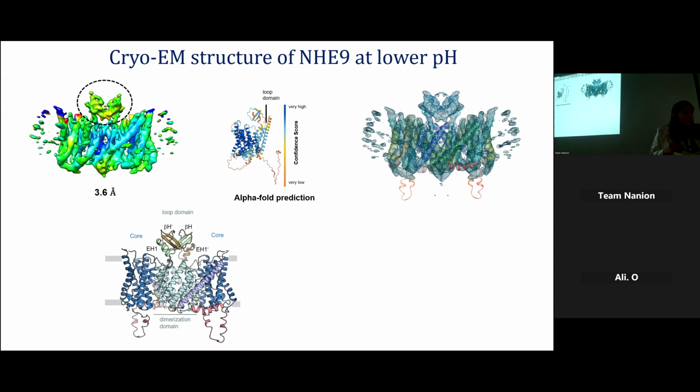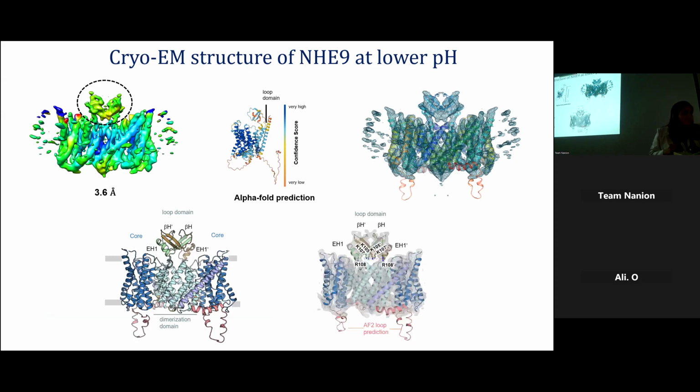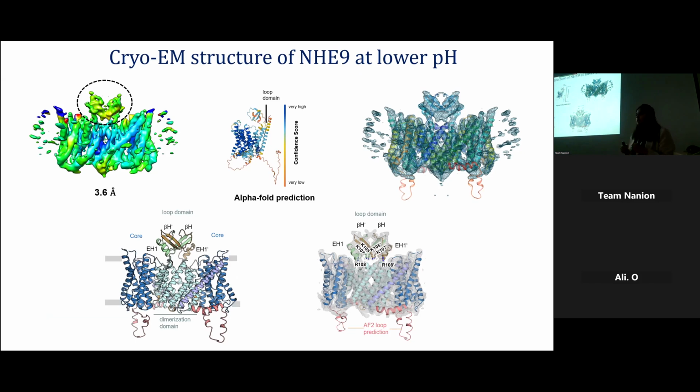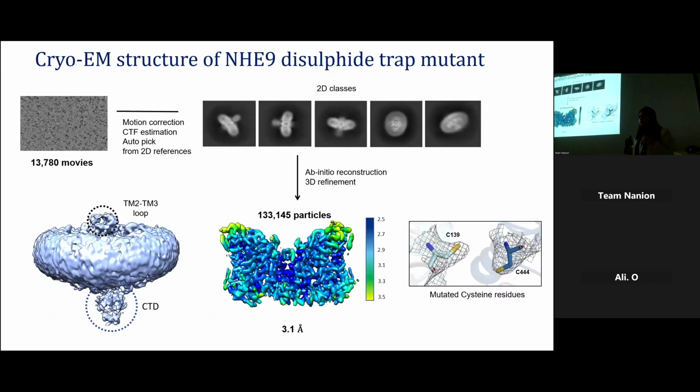So we tried to solve the structure, and we could see that the positively charged lysines were actually pointing at the dimer interface. So we thought that this could be a PIP2 site, and we wanted to resolve the structure of this. Another strategy that we used was adding cysteines and locking the protein into inward open and outward open states. We tried to do that, and we also enhanced our purification with brain lipids.